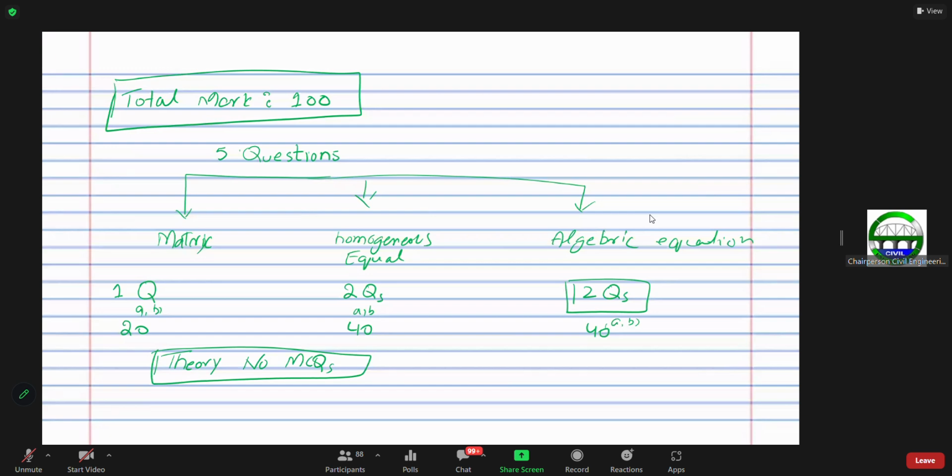There is the submission. You will submit on paper. You will write on A4, A5, whatever you prefer. Write it, scan it, and upload it. Any other question?